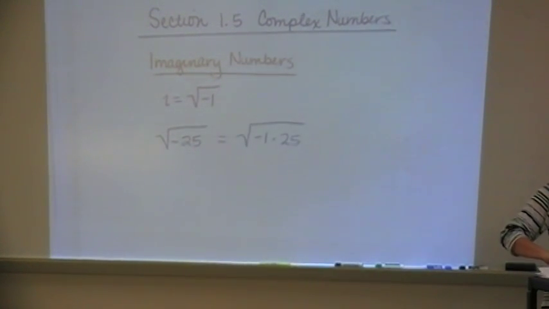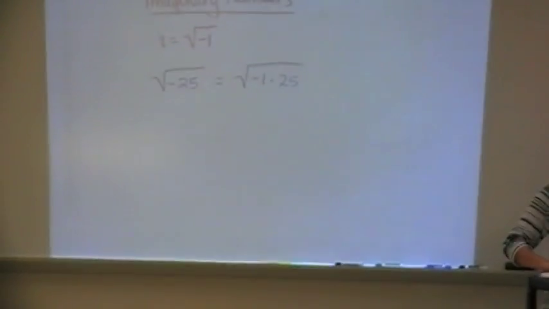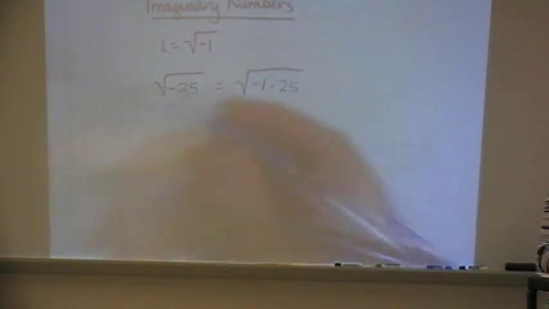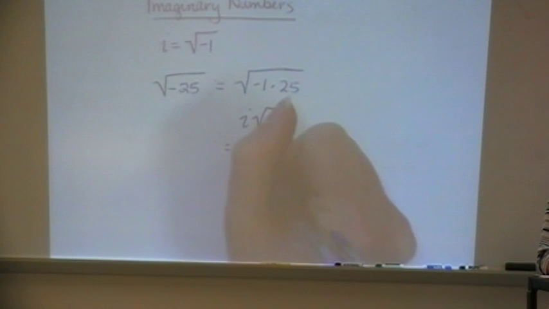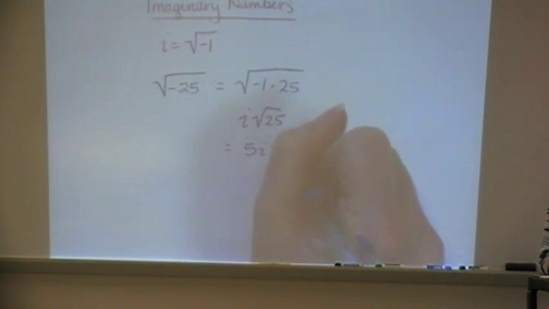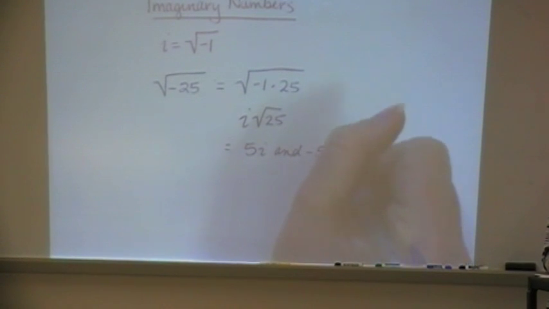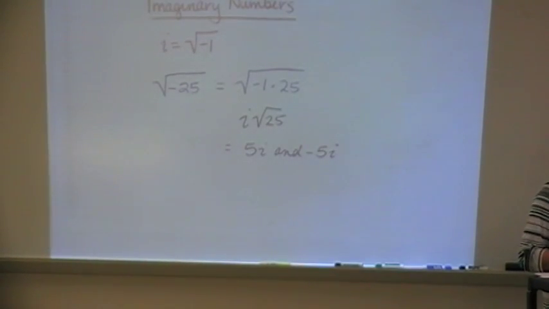So really you're just taking the square root of -1, which is i, times the square root of 25, and the square root of 25 actually has a square root, so it's 5i and -5i. Don't forget, when you take a square root, there are always two answers, a positive answer and a negative answer.